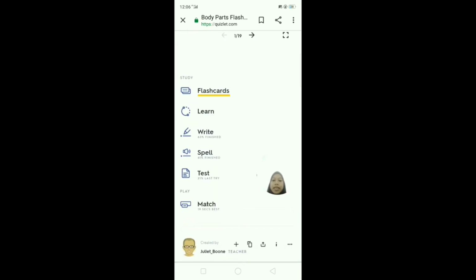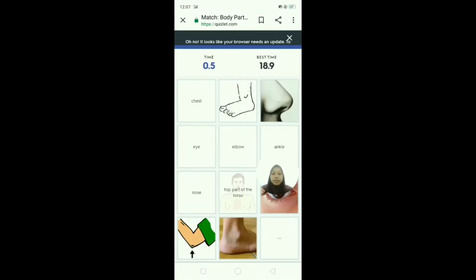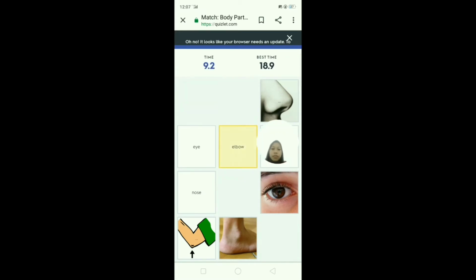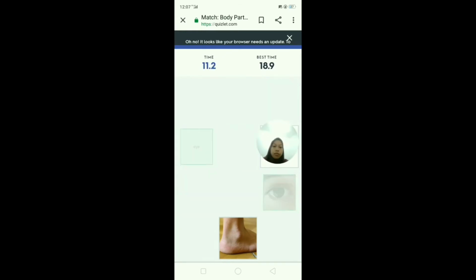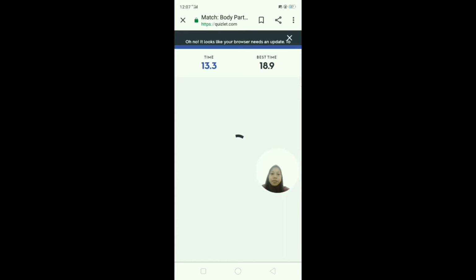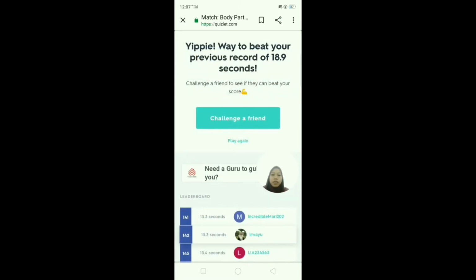The last button is Match. Let's start the game. You can play again and challenge a friend.